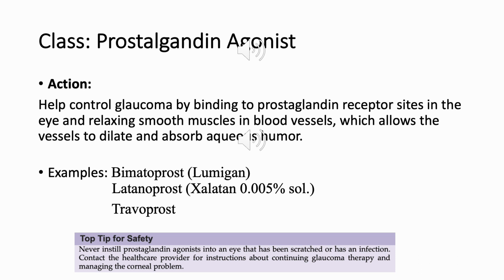As a result, more aqueous fluid enters the blood and less is present in the eye, lowering the IOP for many people. The prostaglandin agonists are very effective in controlling IOP. They are used only once a day and have fewer systemic side effects than any other glaucoma drugs.